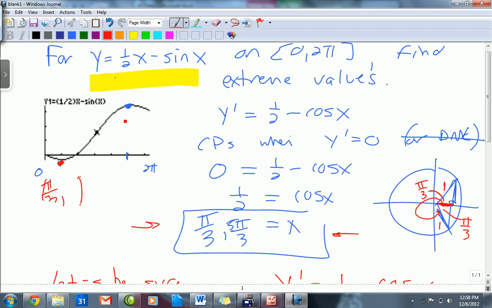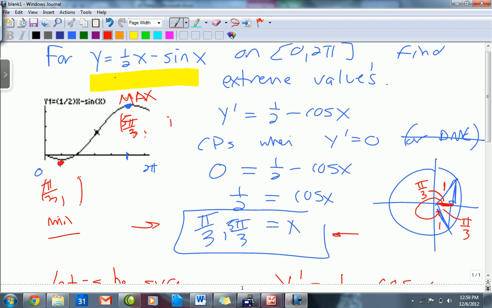Okay? This point right here, 5 pi over 3, is the point at which the function changes from increasing to decreasing. And we use the derivative and the sign, particularly the derivative, to find that. Therefore, that has to be the max. Okay? So min at pi over 3, max at 5 pi over 3.